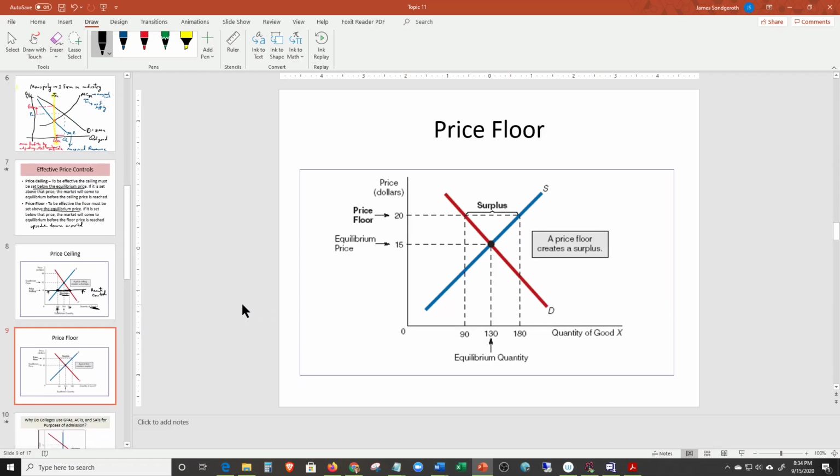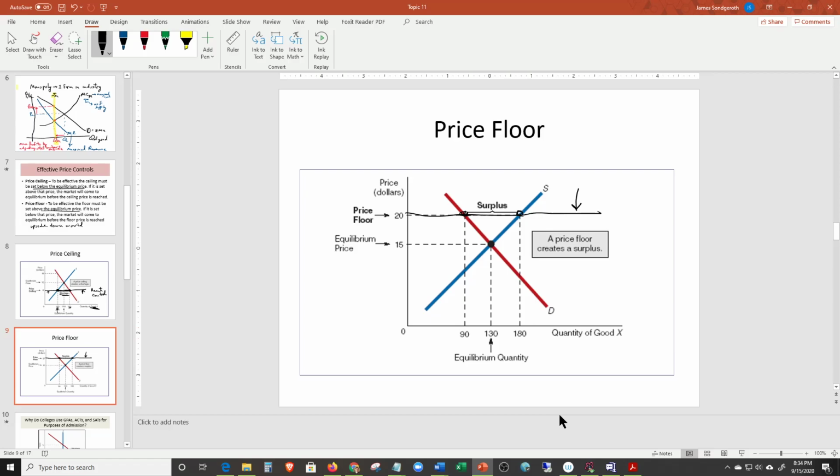Let's go to the next one. So a price floor. You set it above equilibrium, and say the government says it's against the law to pay less than this amount for this product or this service. And so this creates a surplus in this market. We're going to talk about agricultural support systems, I think, towards the end here.